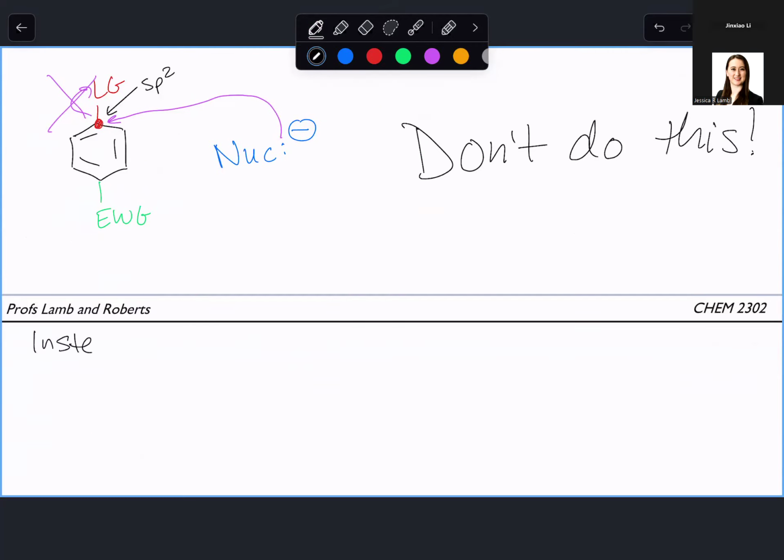Instead, it's going to be an addition elimination mechanism, which is a 2-step mechanism. Okay, so SN2 is 1 step, addition elimination is 2 steps. So we're going to do it in 2 steps.